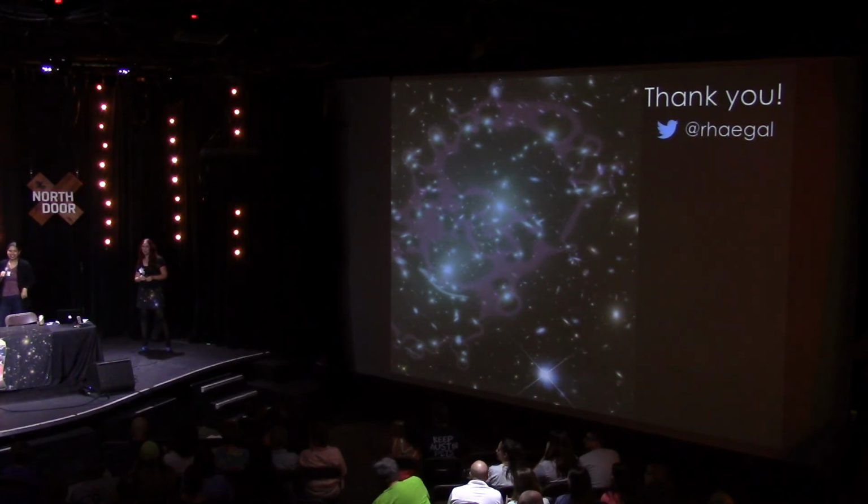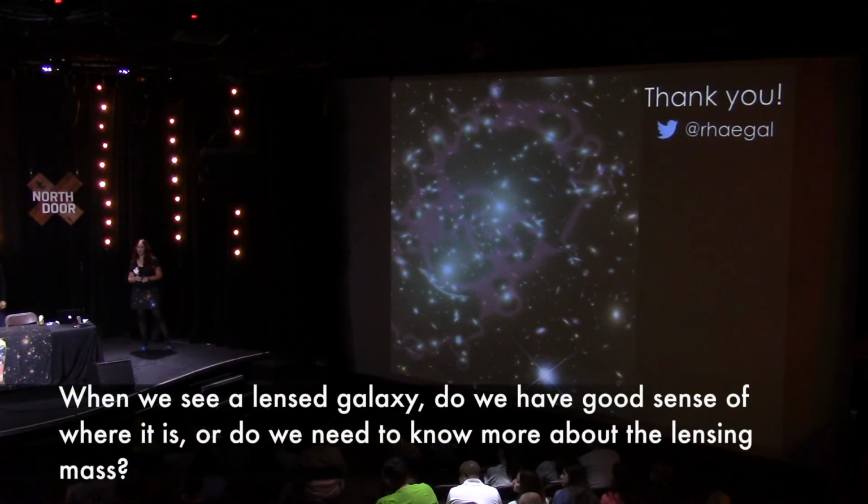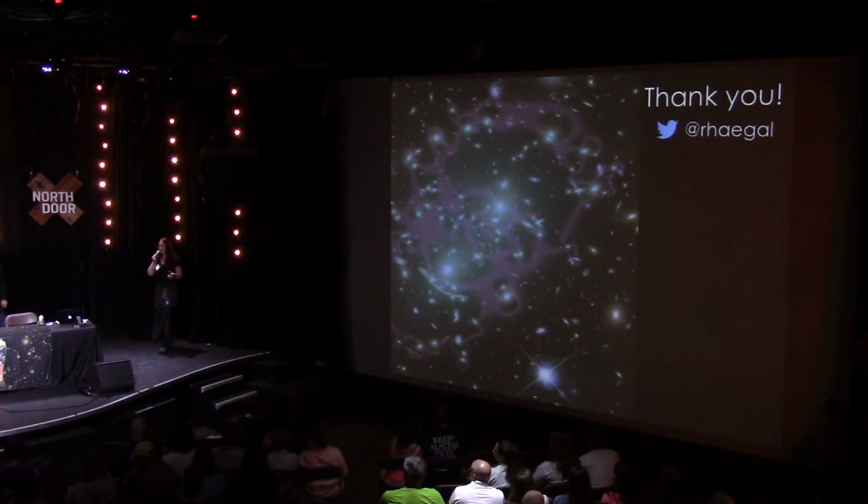When you're looking at galaxies being lensed, do you have a good understanding of exactly where that galaxy is, or would that require a deeper understanding of the massive objects that are lensing? So the question is, when we're looking at a lensed galaxy, do we have a good idea of where it is, or does it require a knowledge of the mass in the foreground? The answer is yes to both.